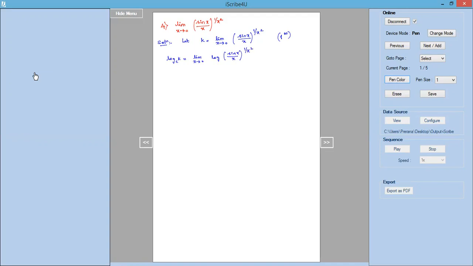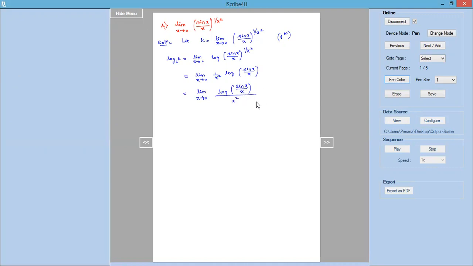So, using the log m power n formula, n log m, this is the limit as x tends to 0 of 1 divided by x square times log of sin x by x, which is the same as writing the limit as x tends to 0 of log of sin x divided by x, the whole divided by x square. Now let us check what form it is.